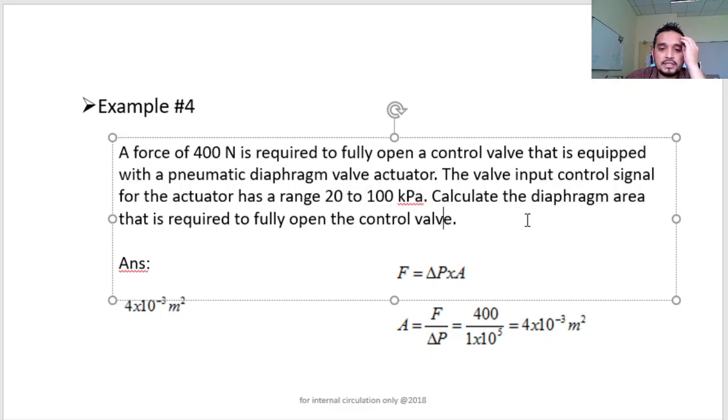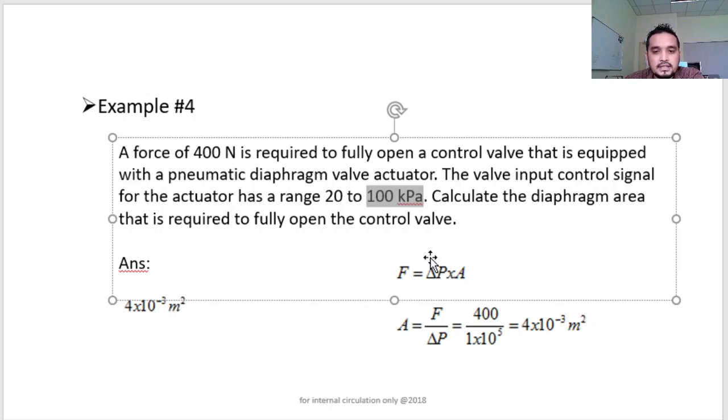Okay, the question is to fully open. The keyword here is to fully open. When fully open, we are talking about the maximum pressure difference. Don't worry about the pressure difference, but we go for the maximum, because it says here to fully open, which means that the pressure difference needs to be maximum. Okay, how to answer that?